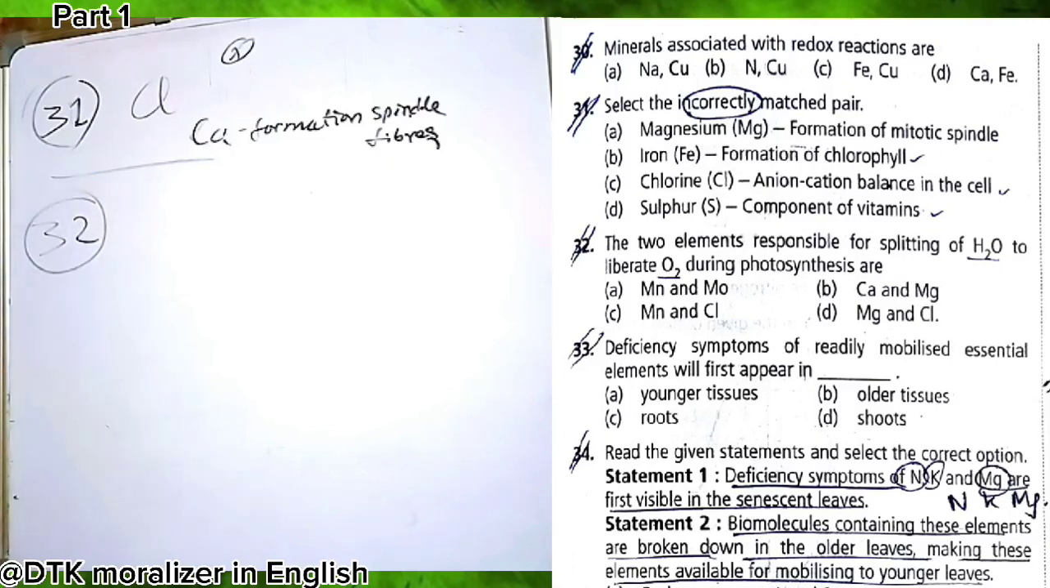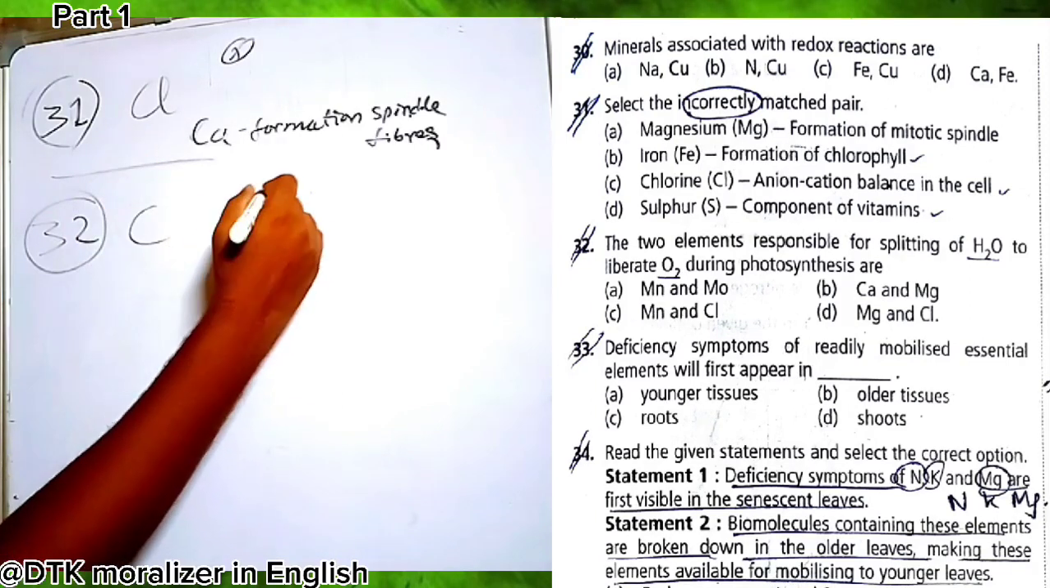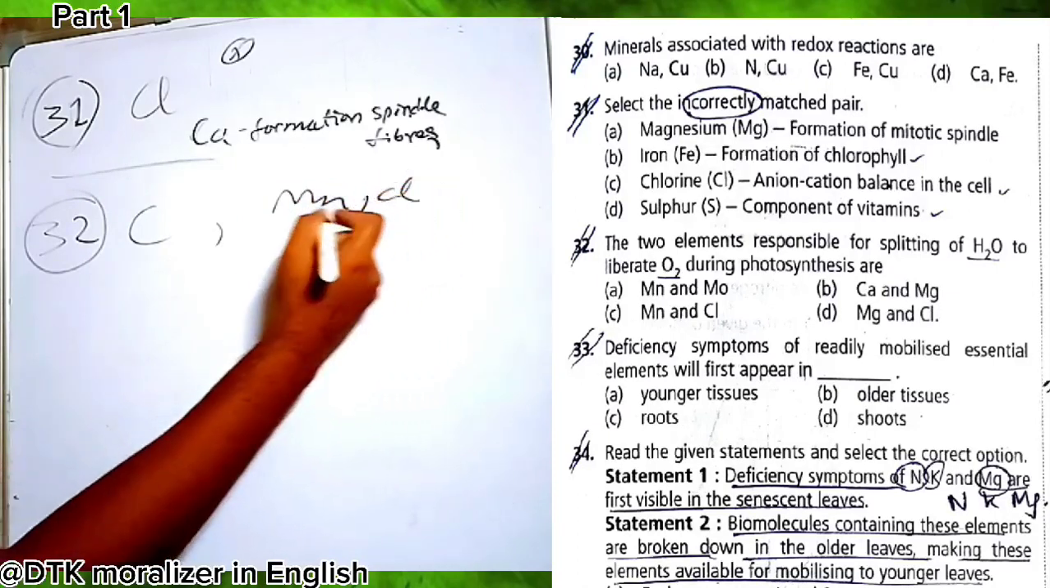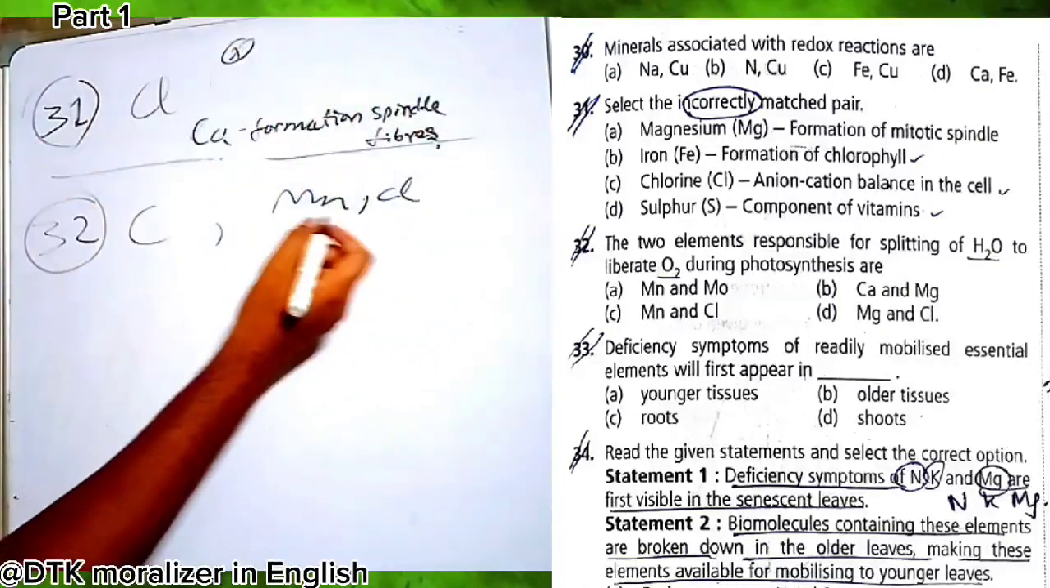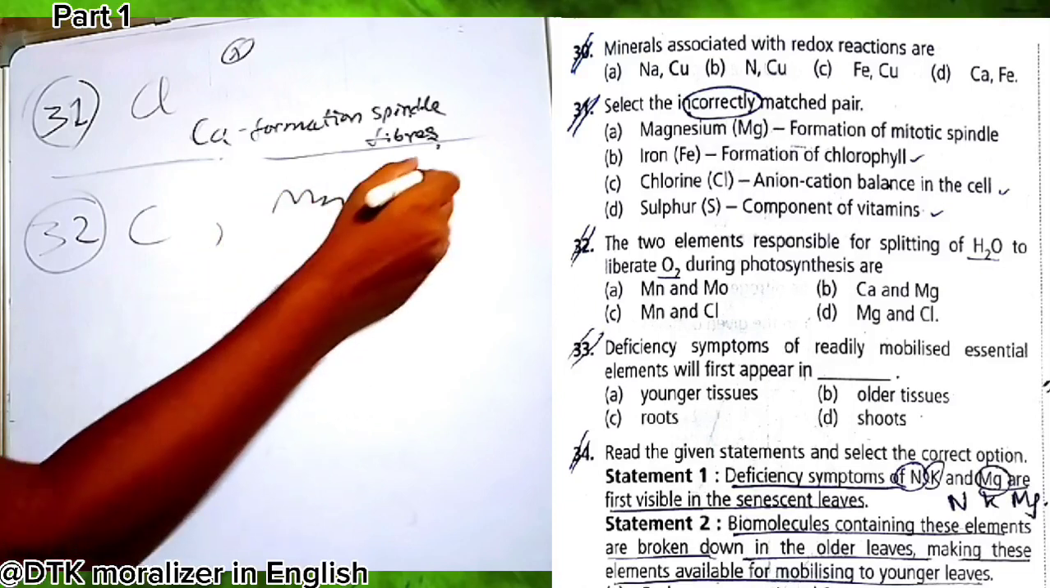Now here question number 32. The two elements responsible for splitting of H2O to liberate oxygen during photosynthesis are. In case of water splitting, manganese should be mentioned. But here, by checking the options: manganese, molybdenum; calcium, magnesium; manganese, chlorine; magnesium, chlorine. So here manganese and chlorine, option C. Yes, C, manganese and chlorine.